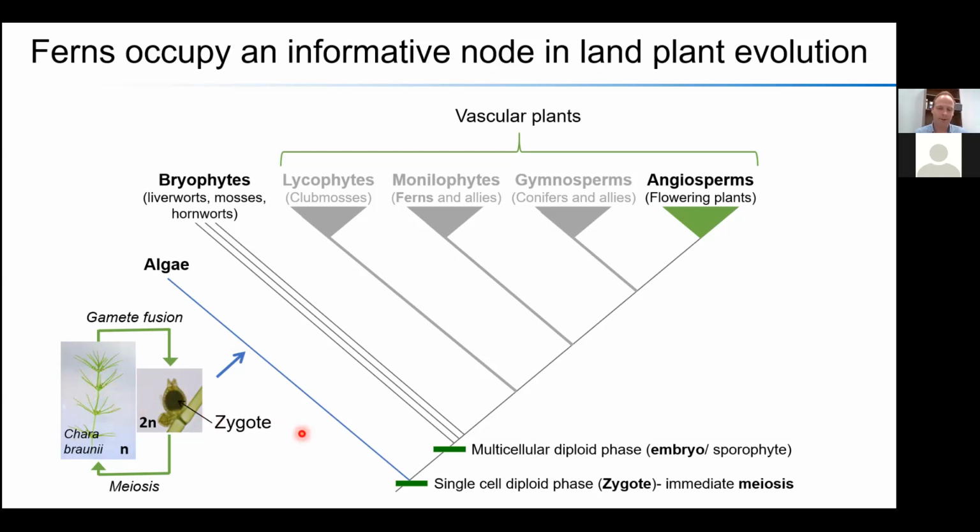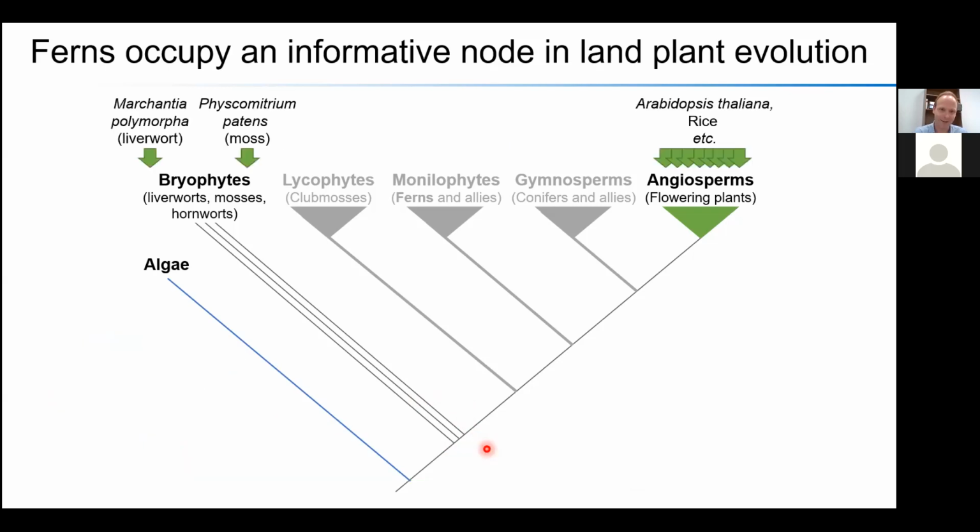What makes the land plants different is in their last common ancestor, rather than undergoing meiosis, that diploid cell started to divide and stay diploid, and we got a multicellular diploid phase. So this is what we call the embryo, and when it gets larger, we call that the sporophyte. Sorry, plant evolution has a lot of technical terms like this, I'm afraid.